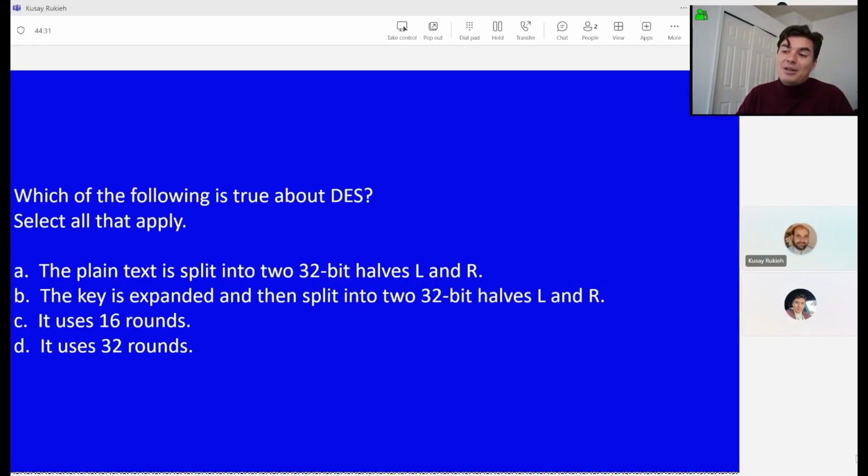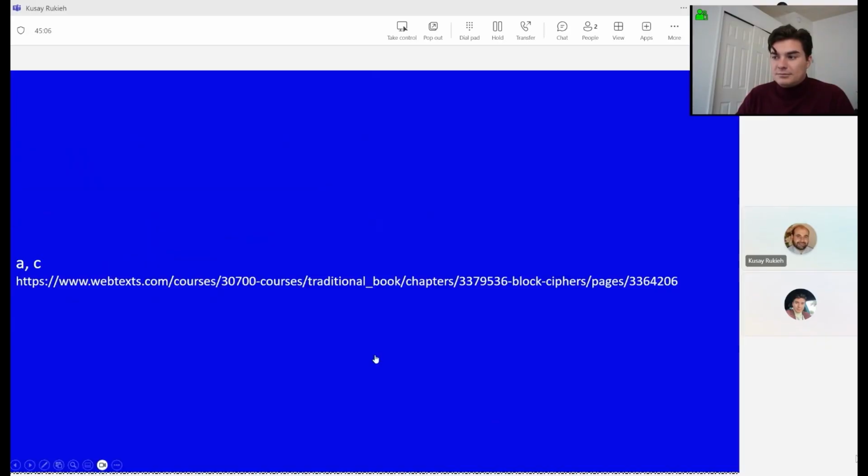Let's go to the basic math. What's the block size for DES? The block size is 64. And the key size? A and C. That's correct. 64 is divisible by 32, and you're right, we split them into left and right halves. 56 is not divisible. The key size is not divisible by 32, so B cannot be. So A and C would be the answers. That's correct.